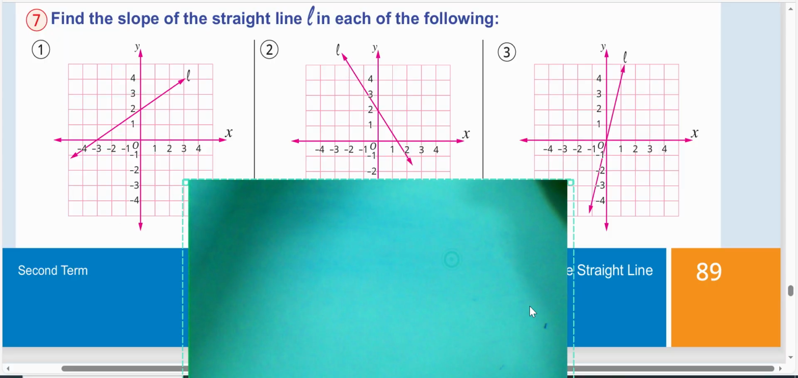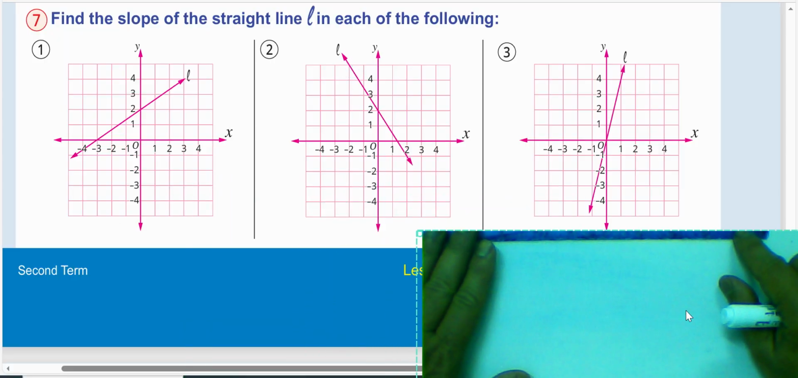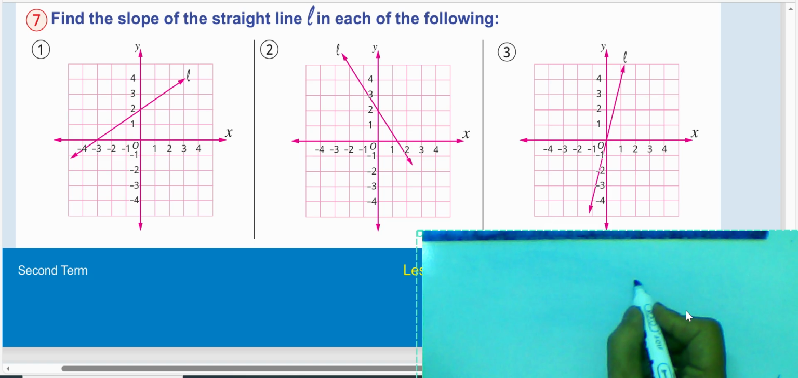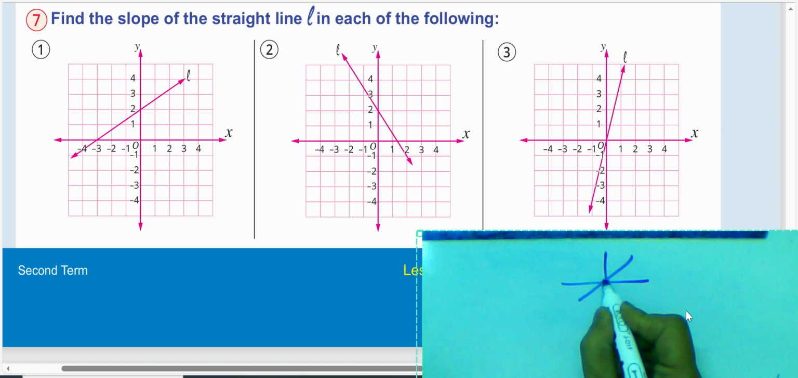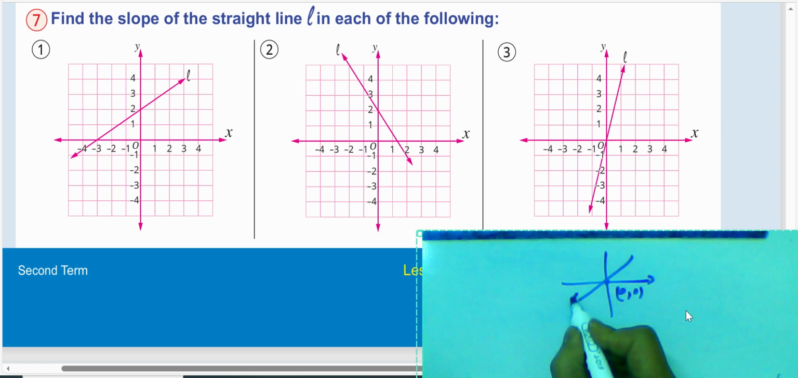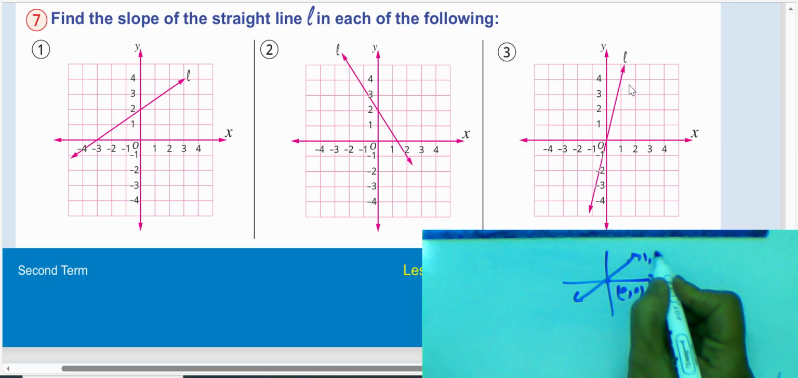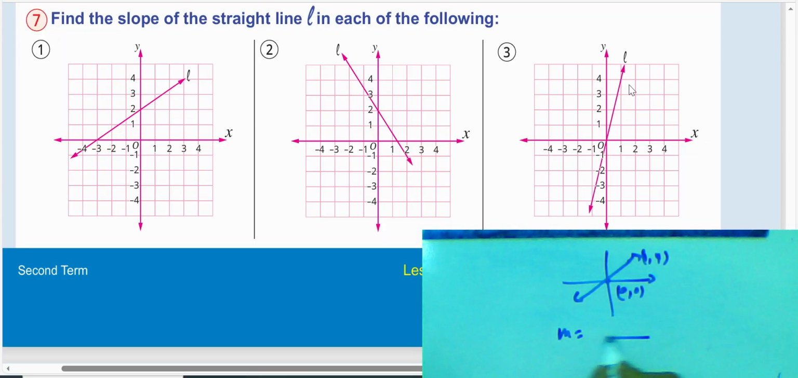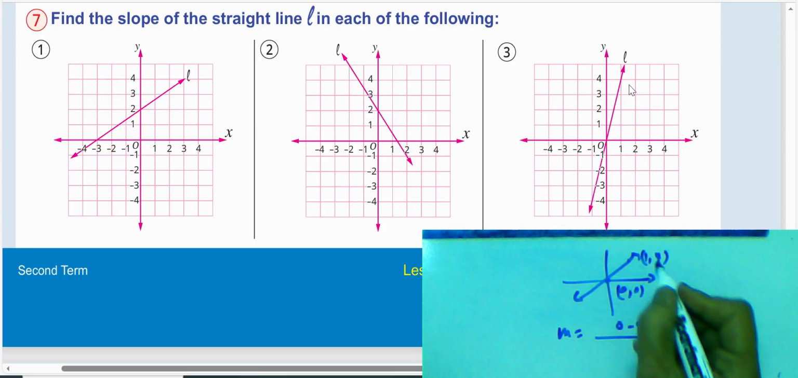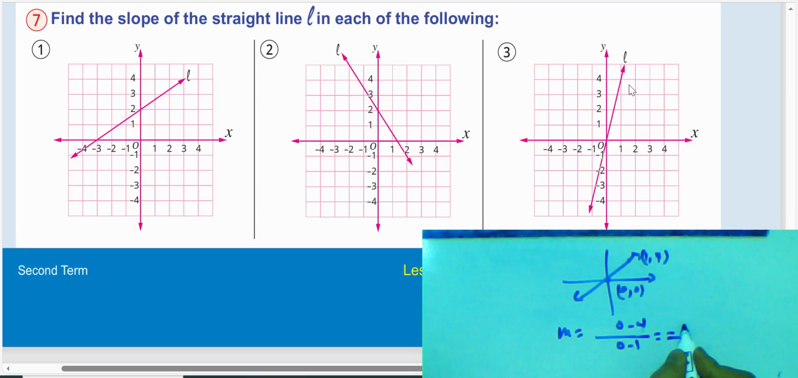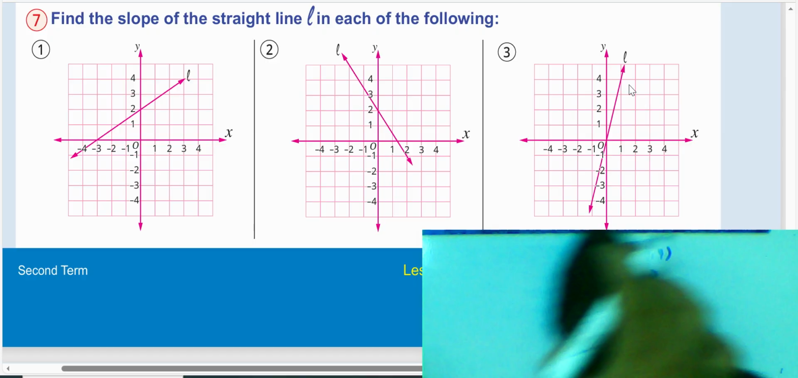Next question, number 3. We have 2 points here on the straight line: (0, 0), the origin point, and also the point (1, 4). Then the slope will be equal to 0 minus 4 over 0 minus 1. 0 minus 4 is negative 4, over negative 1, the result will be 4. Then the slope here will be 4.